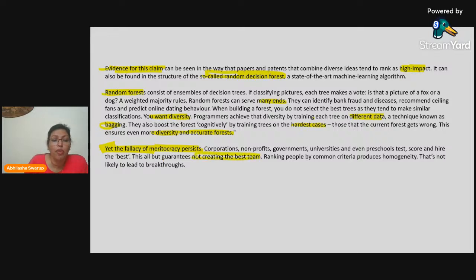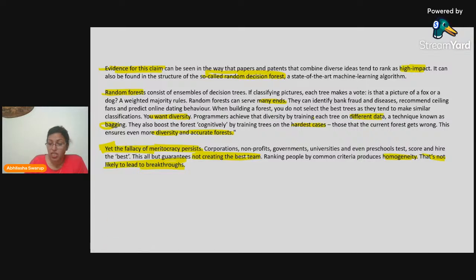So you're not choosing the best team. It's guaranteed. Ranking people by common criteria produces homogeneity. That's not likely to lead to breakthroughs. What an interesting thought, that it is diversity and not homogeneity that will lead to the breakthroughs, that will lead to the best thoughts. Okay, I hope you got the passage.